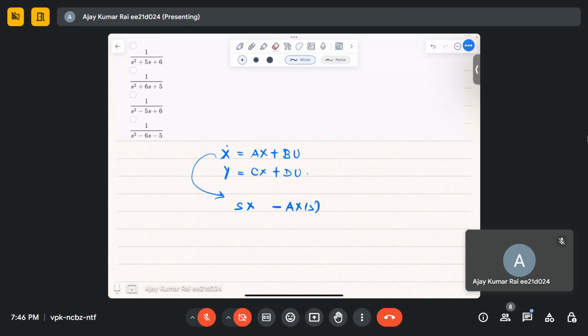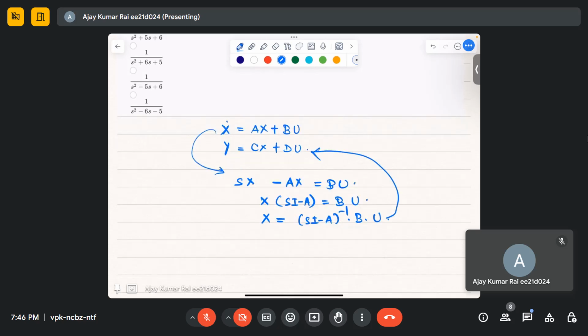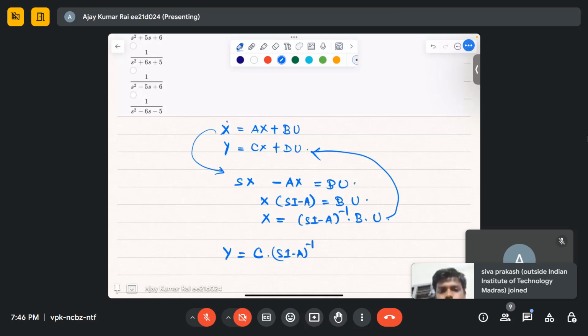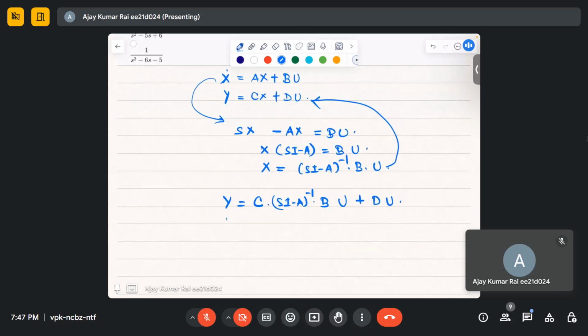Let me write X. Equal to Bu. And X is (sI minus A) X equal to Bu, and X is equal to (sI minus A) inverse of B into U. You put this here into y, and what you will get is C into (sI minus A) inverse into B into U plus D into U. If you find Y by U, it is C into (sI minus A) inverse B plus D. That's how you'll get the transfer function. So we'll use this to get the transfer function.